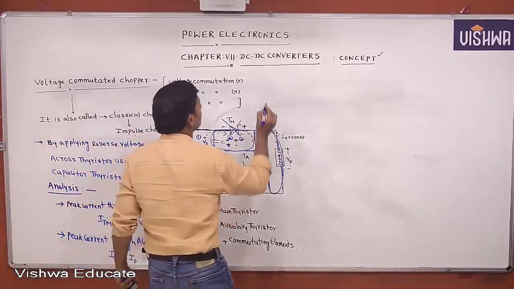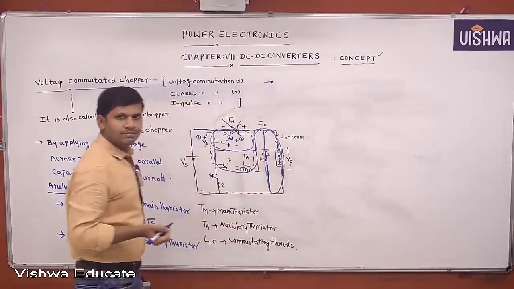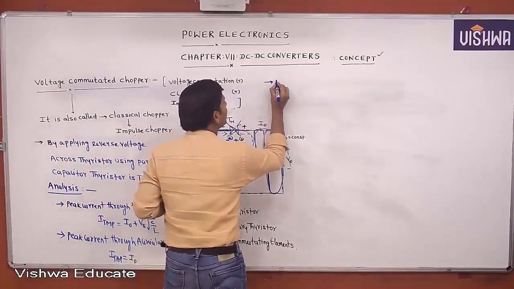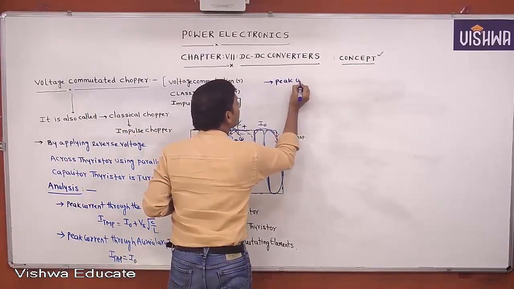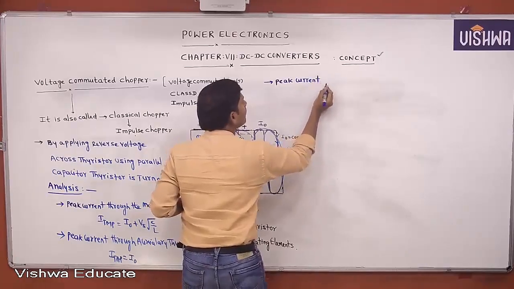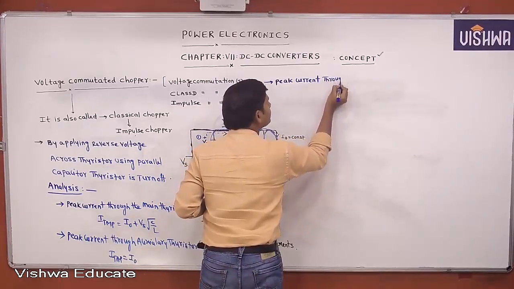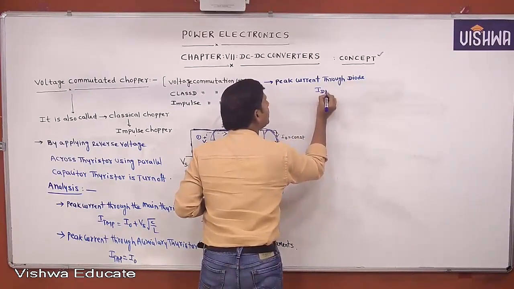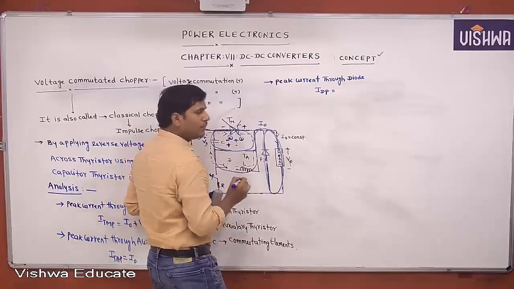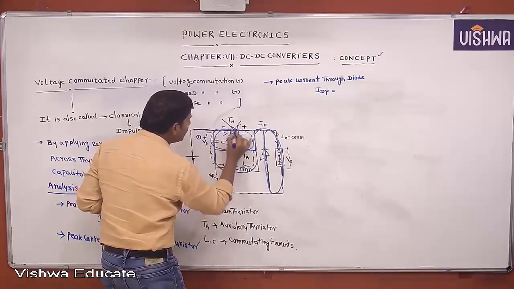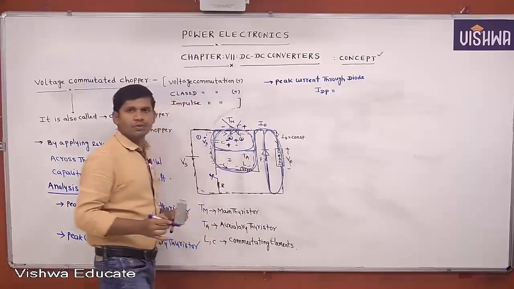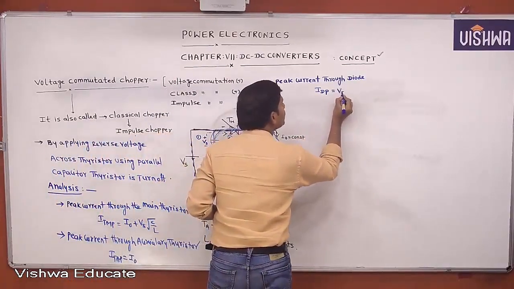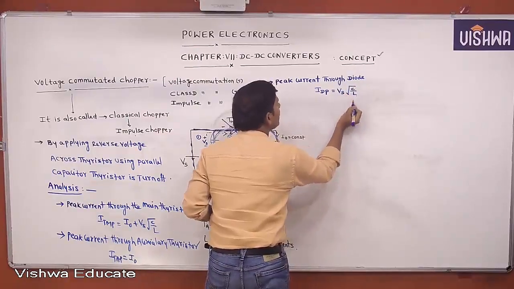Next, one more point. Tell, what is the peak current through the diode? IDP equal to, I am not talking about the freewheeling diode. This is the diode in this circuit. This diode is conducting in which circuit? LC circuit. In the LC circuit, what is the peak current? Yes, Vs into square root of C by L, because the initial voltage across the capacitor is Vs.